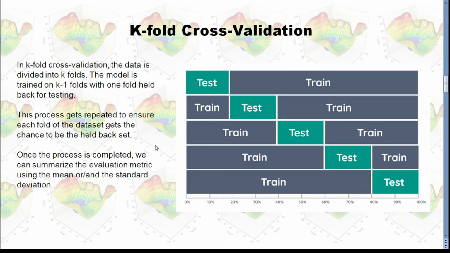Another validation method is called k-fold cross-validation. In this method, you split the whole dataset into k folds, and you use one fold for testing and the other k-1 folds for training. And you will move this one fold to a different location. You will perform this cross-validation through this dataset.